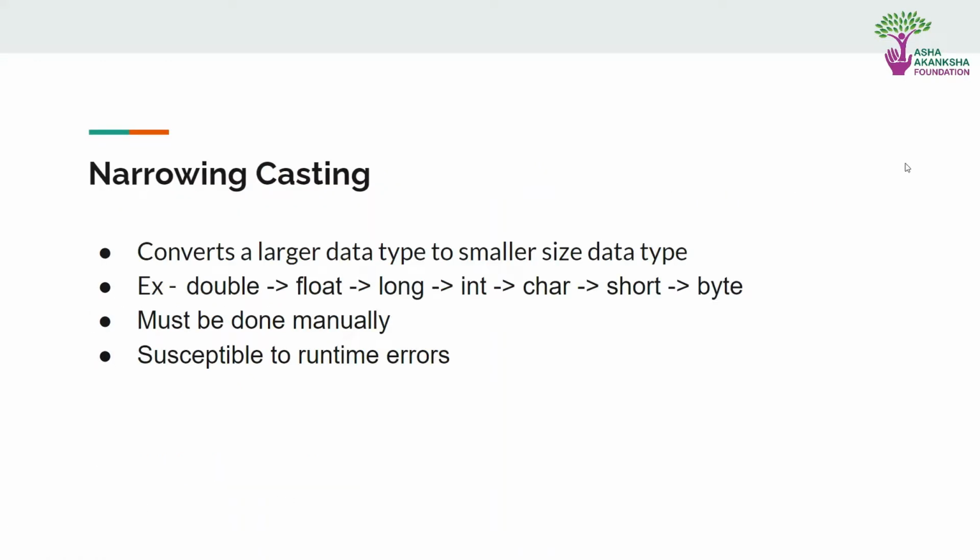First is the narrowing casting. It converts a larger data type into a smaller data type. So we can convert a float into a long. This is basically the hierarchy order: double, float, long, int, char, short, byte. So let's say we want to convert a float into a long. We have 4.5 and then we have to convert it into a long. The program doesn't know what to do with the 0.5, like what should it do. This is why this has to be done manually, and our program cannot do it by itself. It has to be done manually and it is susceptible to runtime errors.